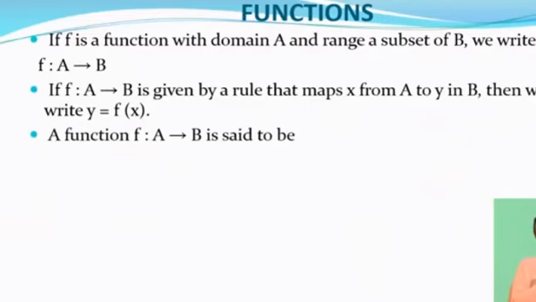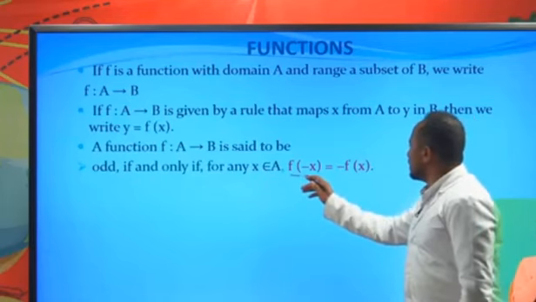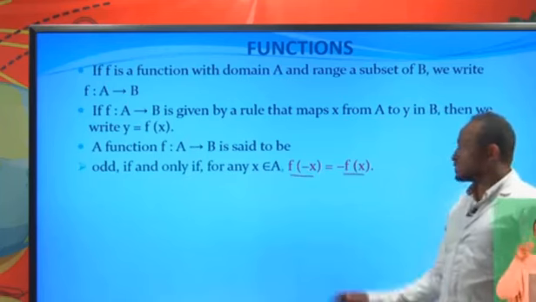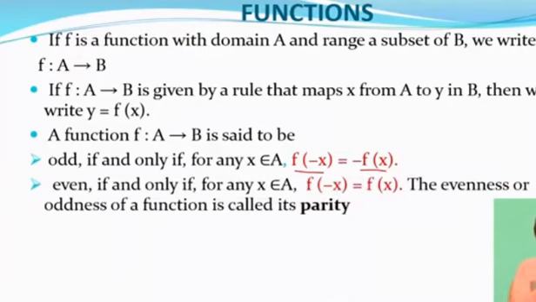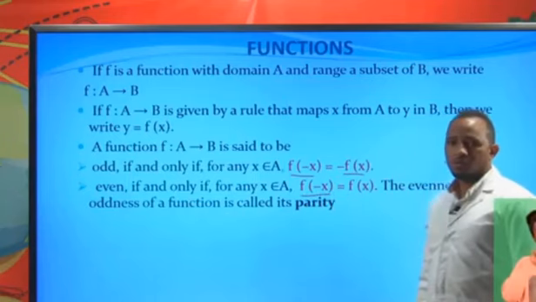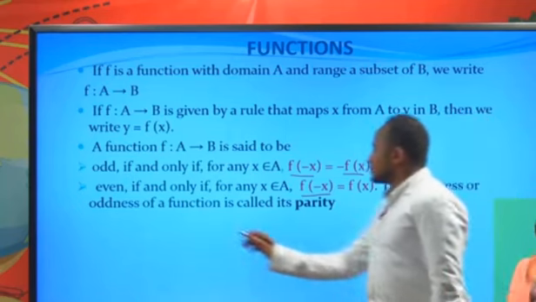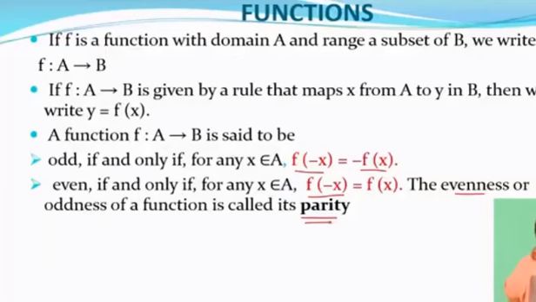A function f from A to B is said to be odd if f of negative x is equal to negative of f of x. If it satisfies this, the function will be odd. And a function is even if and only if f of negative x is equal to f of x. The evenness and oddness of a function, we call this parity of that function.